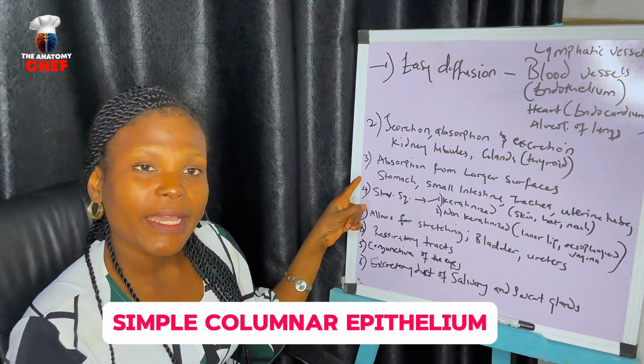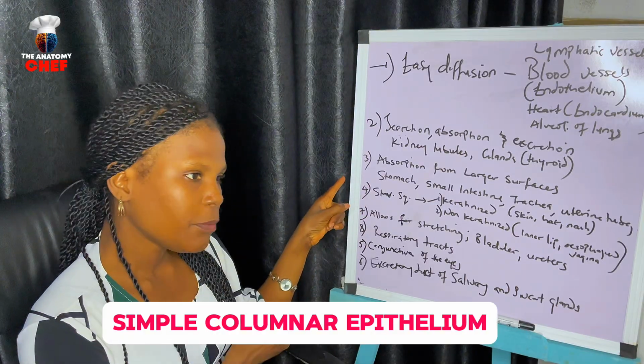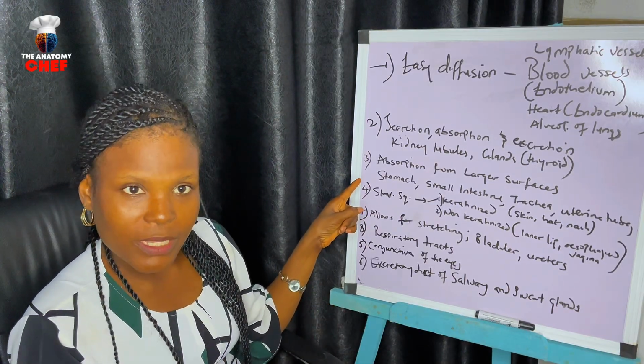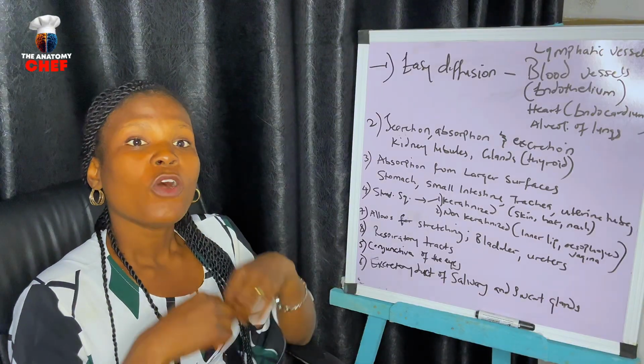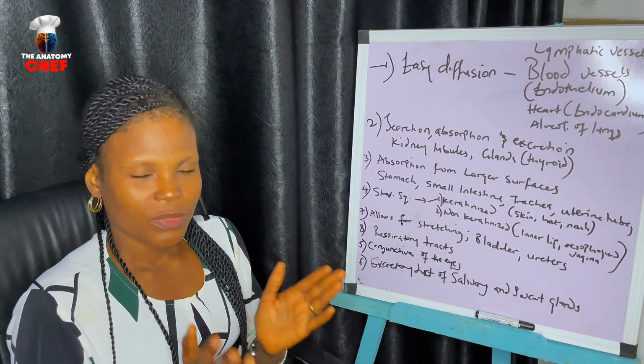Simple columnar epithelium. One layer of column-like cells. That's the characteristics.